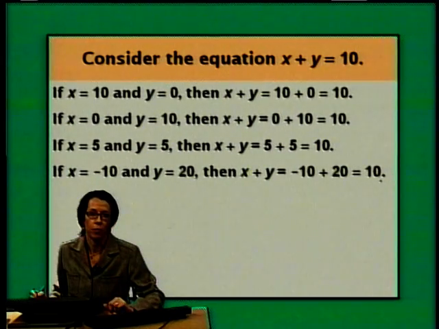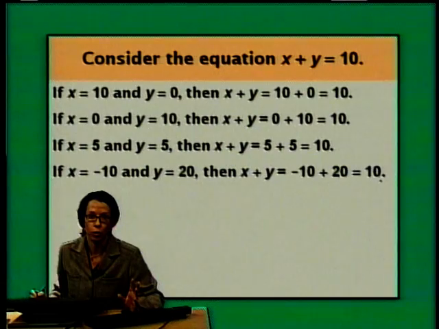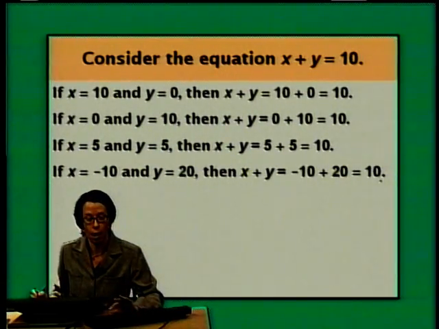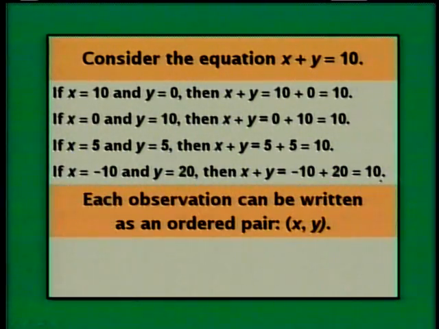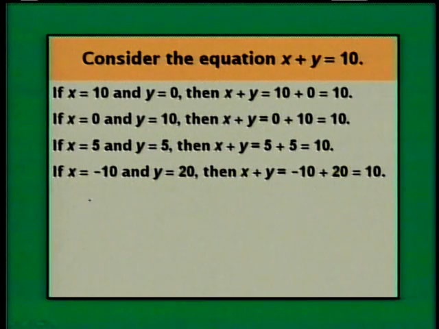So here are my observations. One of the things I notice is that each one of these solutions has an x and a y. So each observation can be written as an ordered pair, x, y. The solution set to an equation with two variables is a set of ordered pairs. So let's record such a set for this equation. I'm going to start with some set brackets, and I'm going to throw in some of the ordered pairs I discovered while I was playing around with the equation.